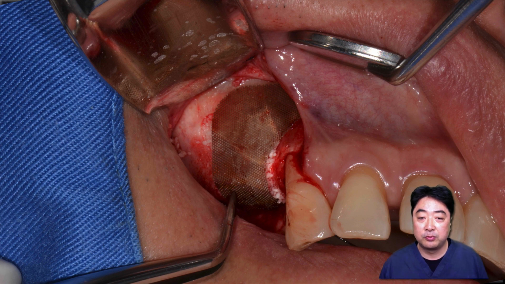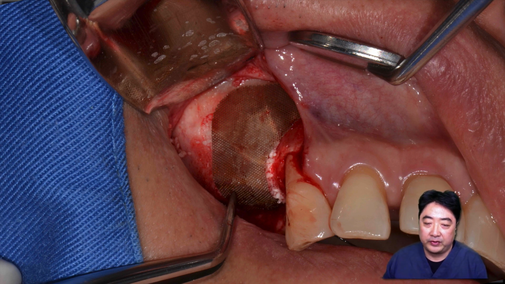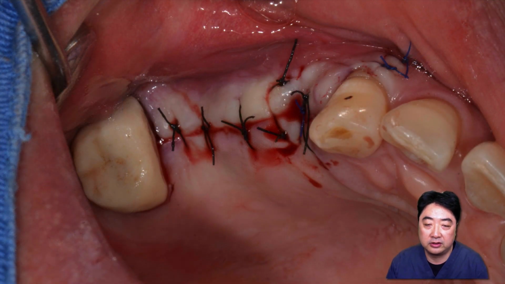Cytoplast Ti-Mesh Flex, which is a titanium membrane. At this moment, I was not able to use the titanium mesh from Neobiotech, which I'm using now, but at that time it was not on the market, so I used a Cytoplast mesh flex membrane. This membrane is very thin and too flexible, and it is also very hard to remove because it has a rough surface. Anyway, I used it, and I closed it with sutures.